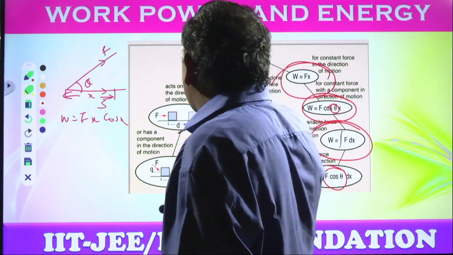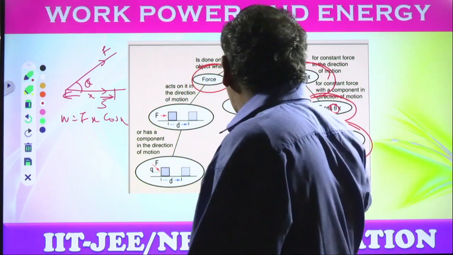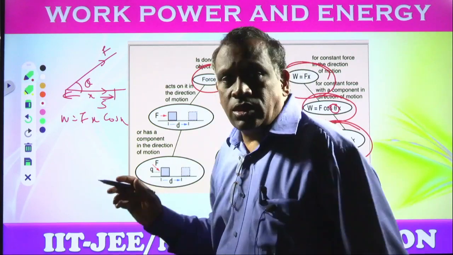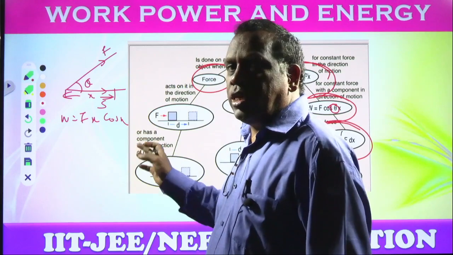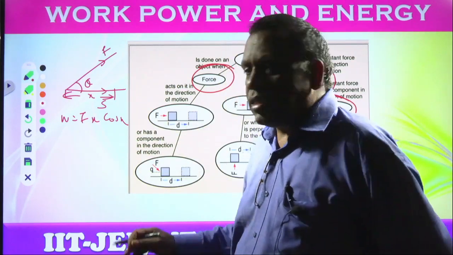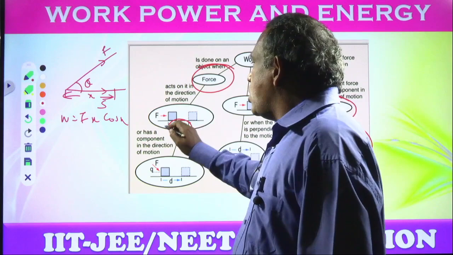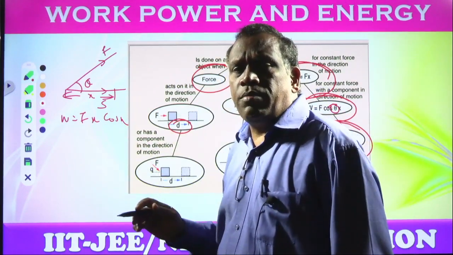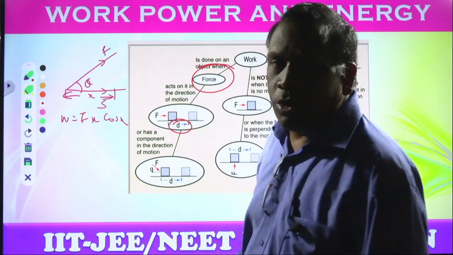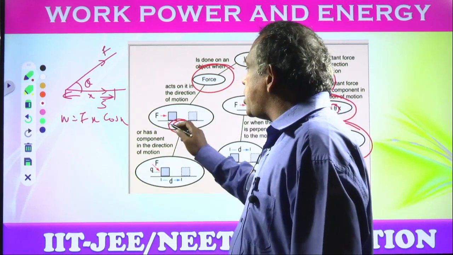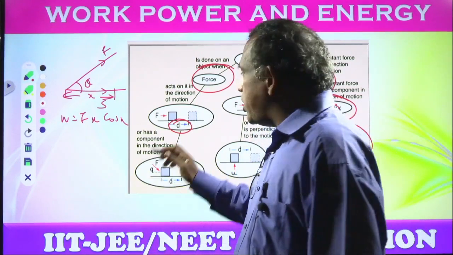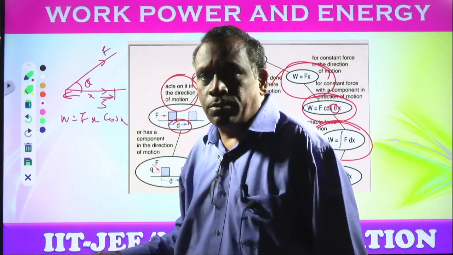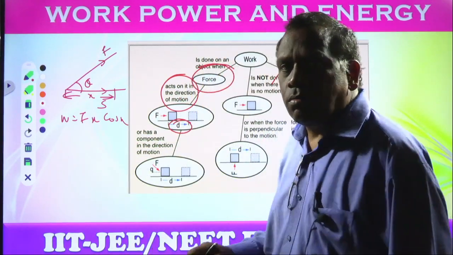Work is always connected with force. Whenever a force acts on a body, the body displaces, let us say by a displacement d. When a force is applied on a body, the body displaces in the direction of the force, and that we call work done. Here the force acts in the direction of the motion.